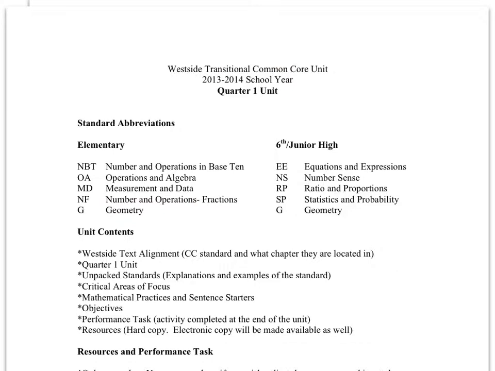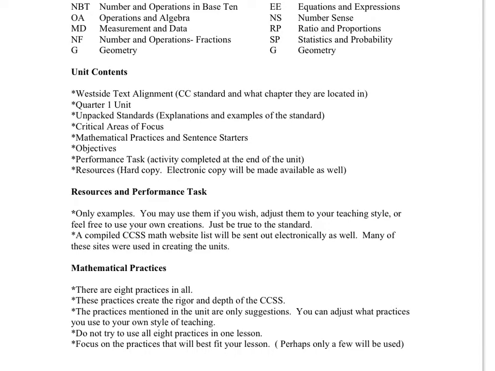In front of you now is a basic outline of the Common Core units, the transitional units that you'll be receiving next year. One in quarter one and one in quarter two, and you can notice here are those acronyms, abbreviations again. And as we move down the page, here we have the unit contents. These are the things that you'll be getting in the unit itself.